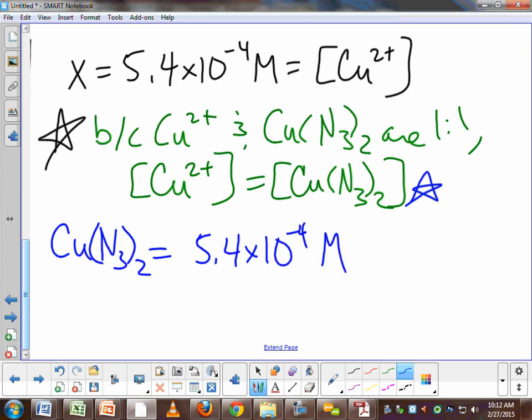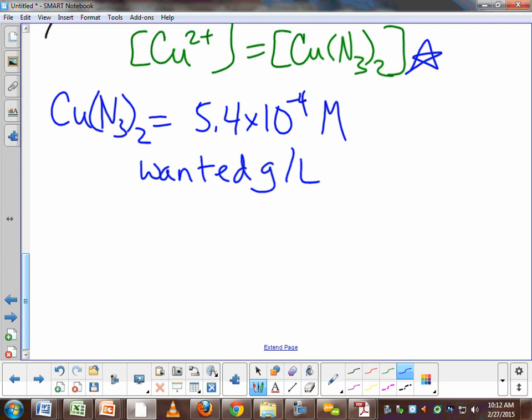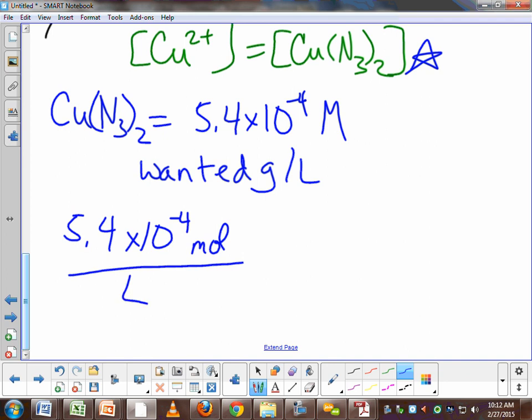Good. However, remember the problem wanted grams per liter. That's simple at this point. That's a matter of simply taking the moles and turning it into grams. I'm going to do this way because I do not believe in a molarity formula. I believe in a molarity definition. This is the definition of molarity, right? Moles per liter, 5.4 times 10 to the minus 4th moles per liter, and they want grams per liter.